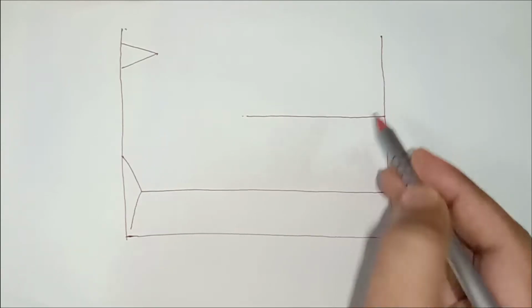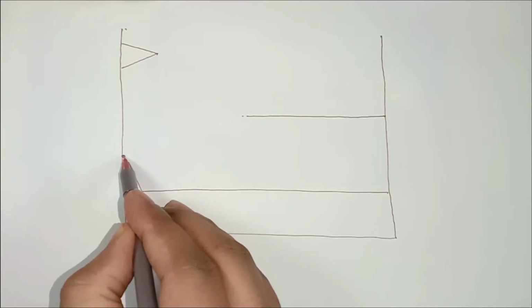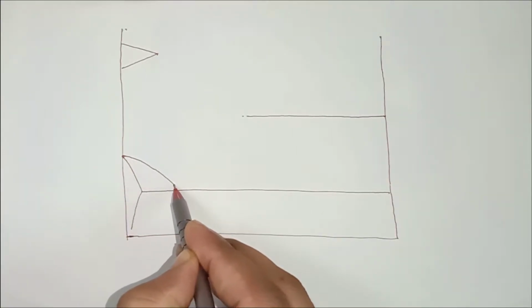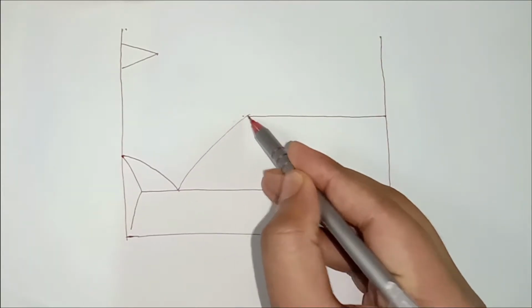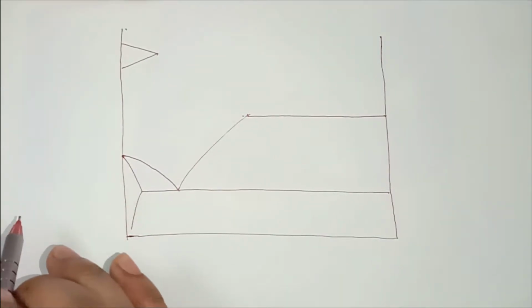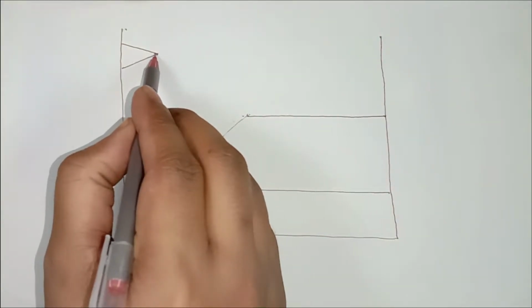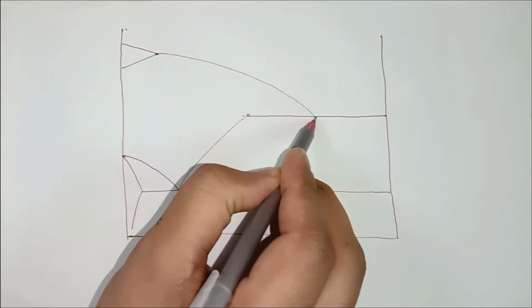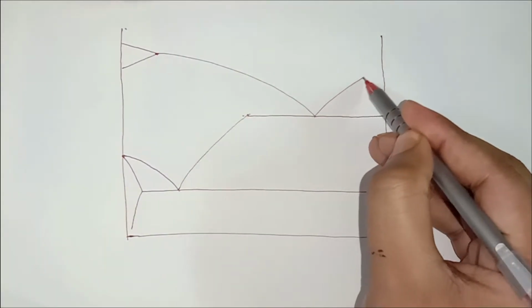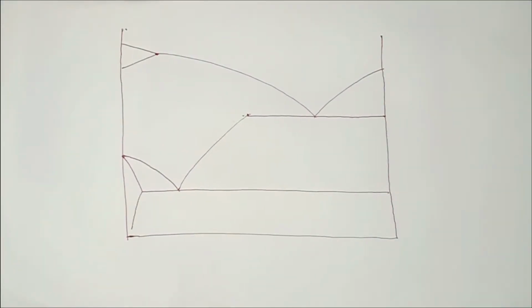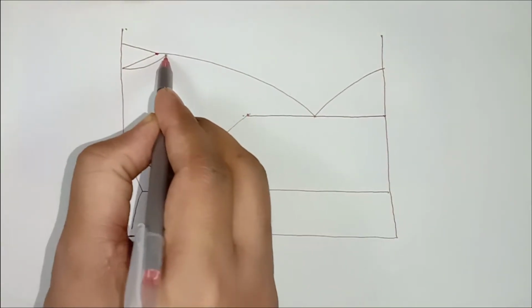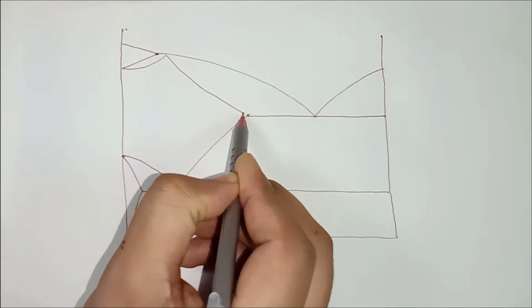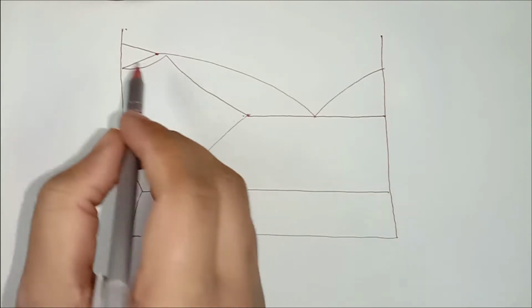Now we will draw our first bird. Draw the second bird from this point. Now we will draw our third bird, but this bird will be inverted. Start from this point to this point. Now draw another small curve.